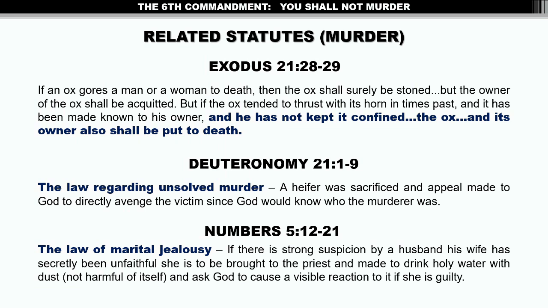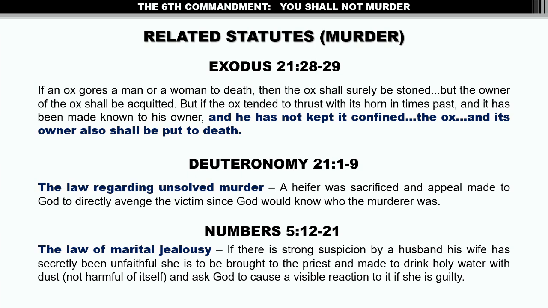Now in Exodus 21 verses 28 and 29, we read of a case of negligent murder. Now if a man has an ox that has been known to thrust, and he was told about it, and he hasn't confined him properly, and it kills someone, he shall also be put to death as well as the ox.